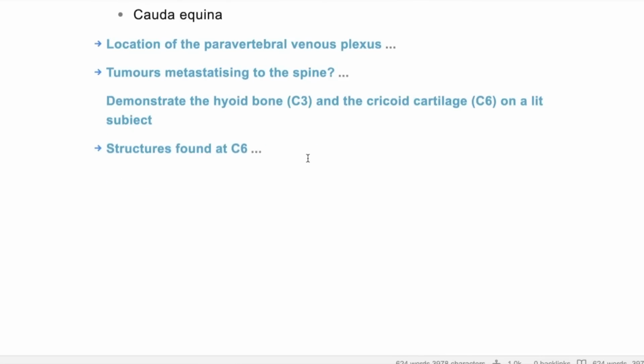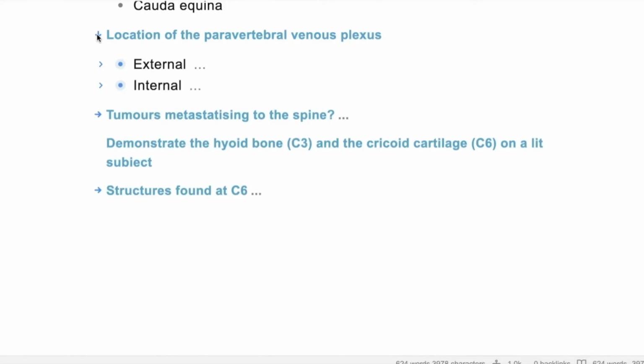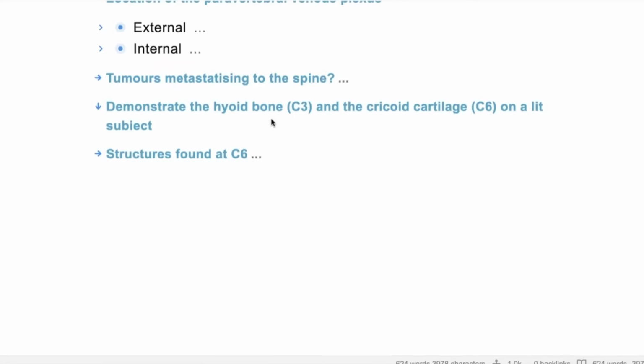Can you tell me the location of the paravertebral venous plexus? It is located around the vertebral body. There are 4 paravertebral venous plexuses. First, it is external and internal, and then each of those is divided into anterior and posterior. The anterior external plexus is situated around the outer body of the vertebra, whereas the posterior external plexus surrounds the spinous process of the vertebra. The anterior internal plexus runs vertically and anteriorly to the dura mater, and the internal posterior plexus runs posteriorly to the dura mater.